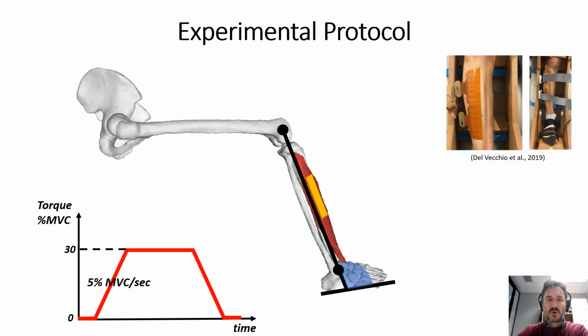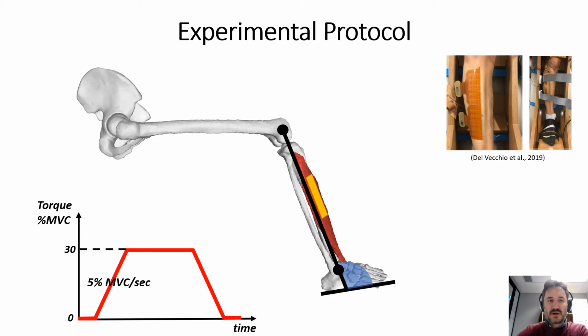The experimental protocol consists of the participant performing isometric trapezoidal contractions while the activity of the tibialis anterior is recorded using high-density surface EMG and the ankle joint torque is measured, normalized with respect to that obtained during maximum voluntary contraction. The ankle is positioned at 10 degrees of dorsiflexion. In the first instance, we assumed that the tibialis anterior was generating the totality of this torque.